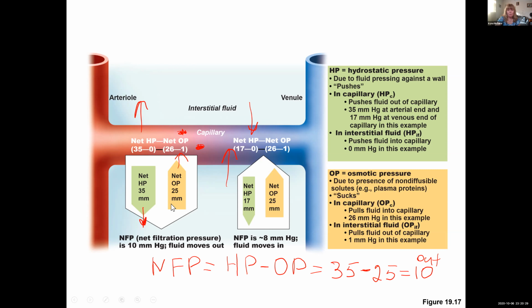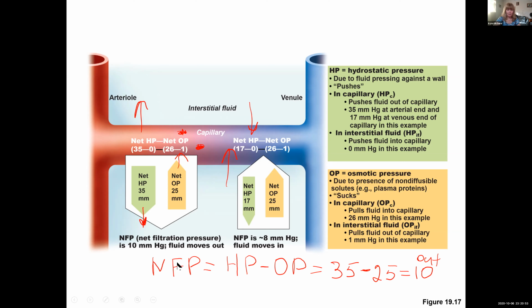Because this is our positive. Look, the one that goes out is a bigger number than the one that goes in. So that's positive. Here, 17 minus 25 gives you minus 8, so this pressure pushes stuff back in. There is a difference of about 2 millimeters mercury. So more fluid is squeezed out than taken back inside your blood vessels.